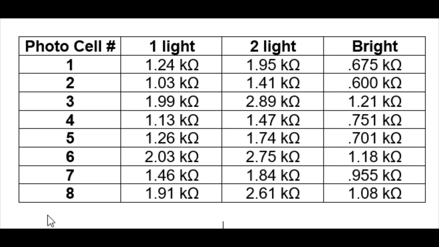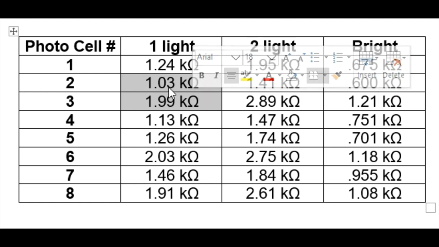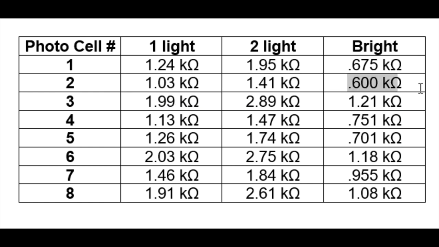This table outlines the results of my measurement experiment. As you can see, I tested all 8 photocells in 3 different light conditions. And you'll notice that the values can vary quite a bit. Let's take, for example, photocells number 2 and 3. Here you can see that one is 1 kiloohm and one is 2 kiloohm, so almost a factor of 2. If we look in the bright conditions here as well, the same thing. Under bright conditions, one was 0.6 kiloohms, the other was 1.2.